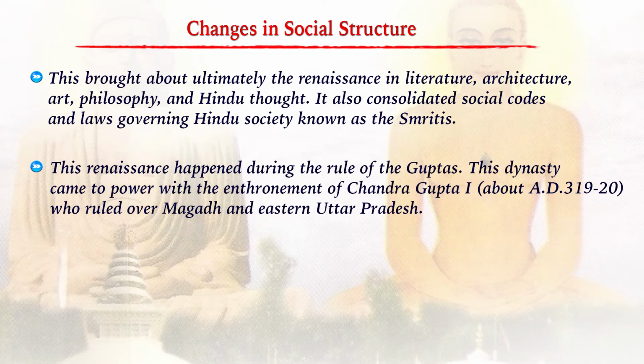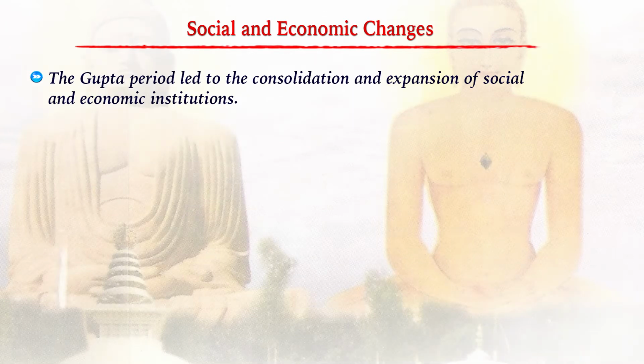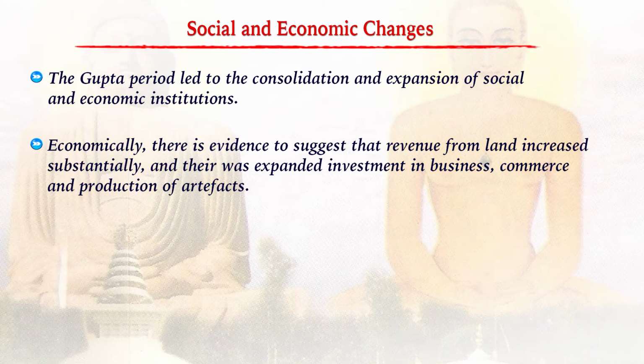This renaissance came with the enforcement of various initiatives by Chandragupta I, who ruled Magadha and East Uttar Pradesh. During this period, there were many philosophical and architectural developments, and it is considered to be a classical period of Indian history. Now, as far as social and economic changes are concerned, the Gupta period led to the consolidation and expansion of social and economic institutions. It led to changes in the revenue system.